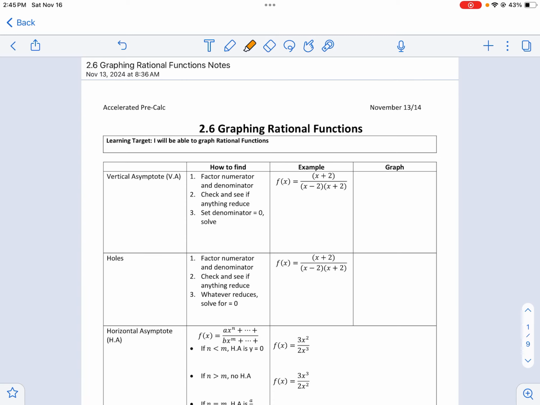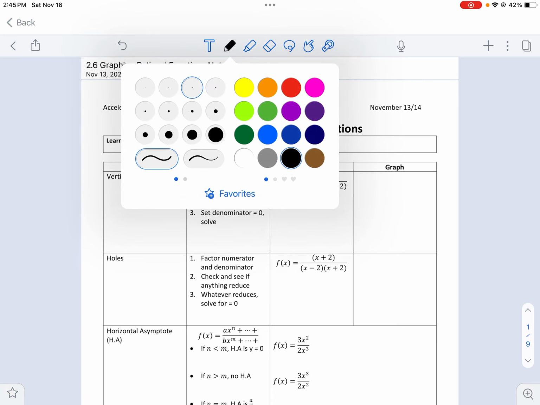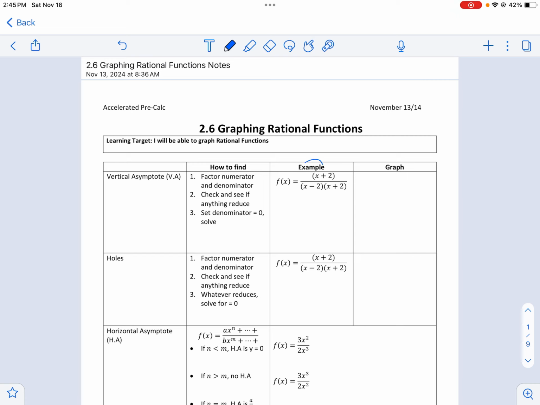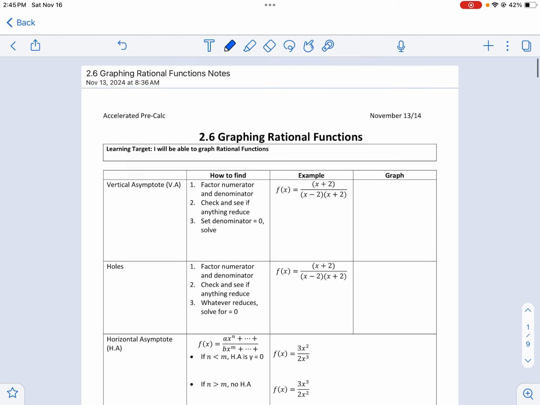2.6 graphing rational functions. Graphing a rational function is if you take something like this, how would it look on a graph? There are a lot of parts that go into it. First, you need to know how to factor. Everything should always be factored.